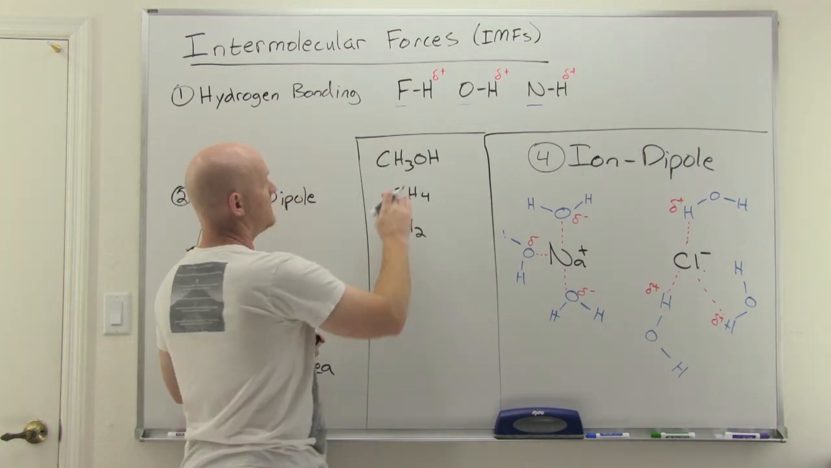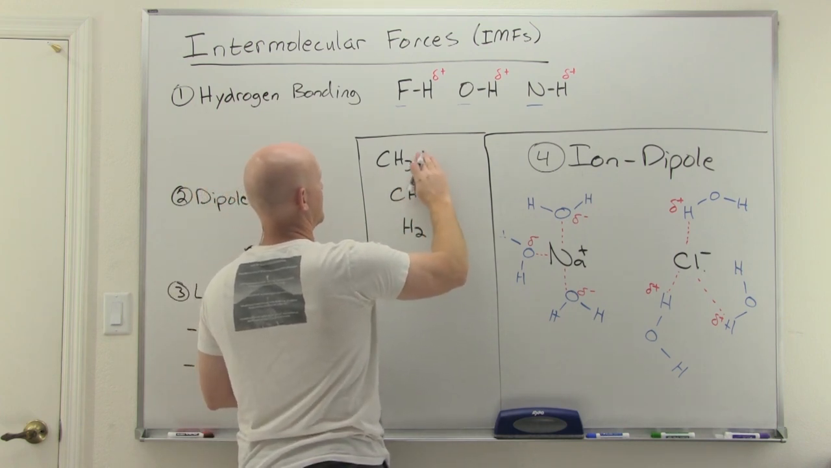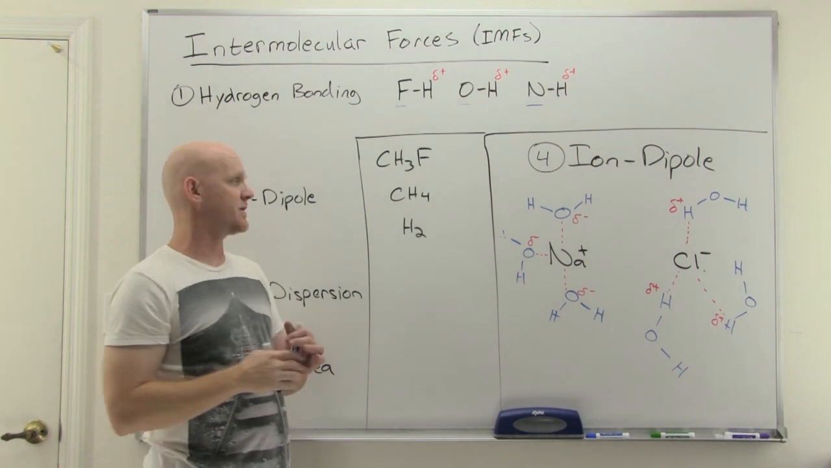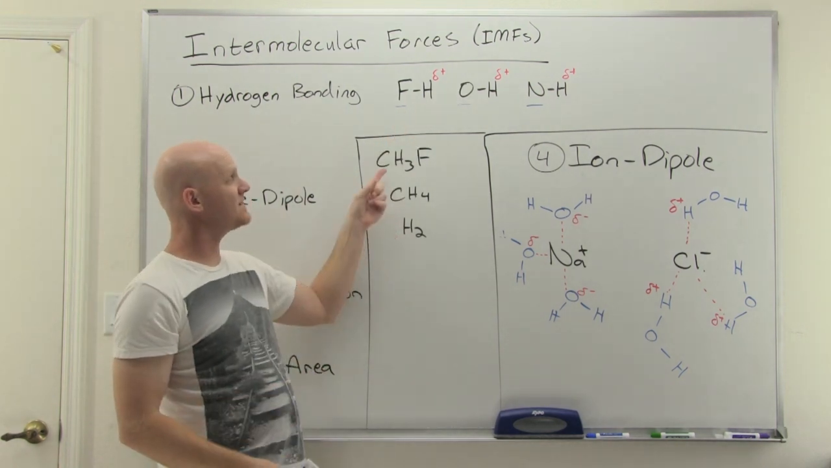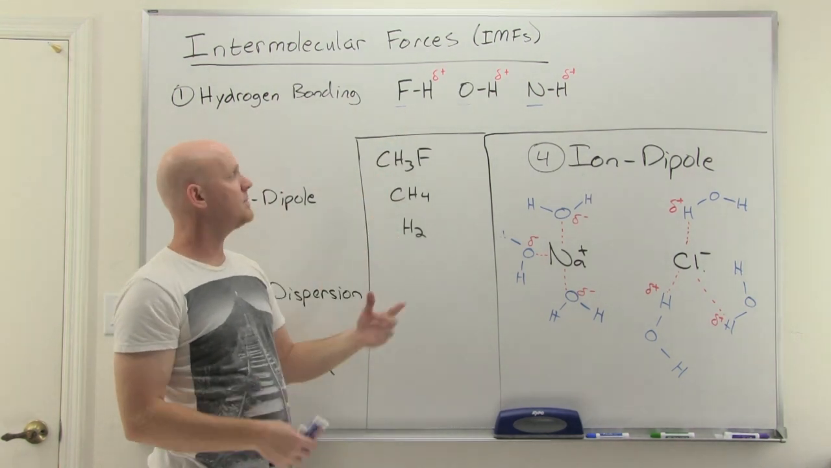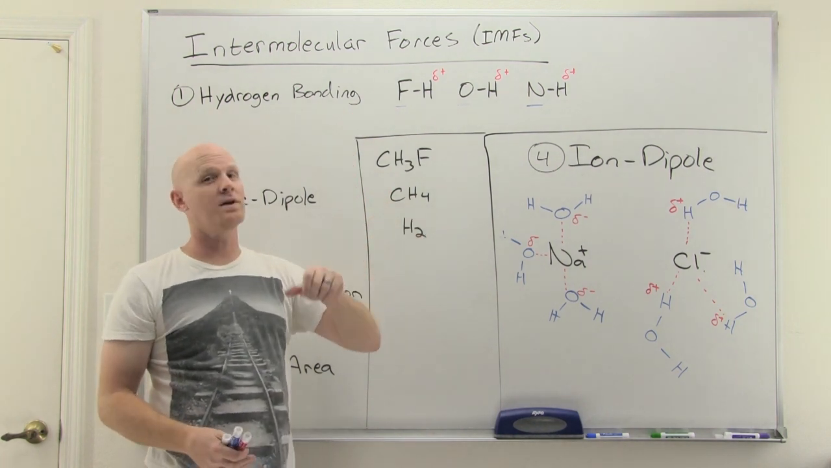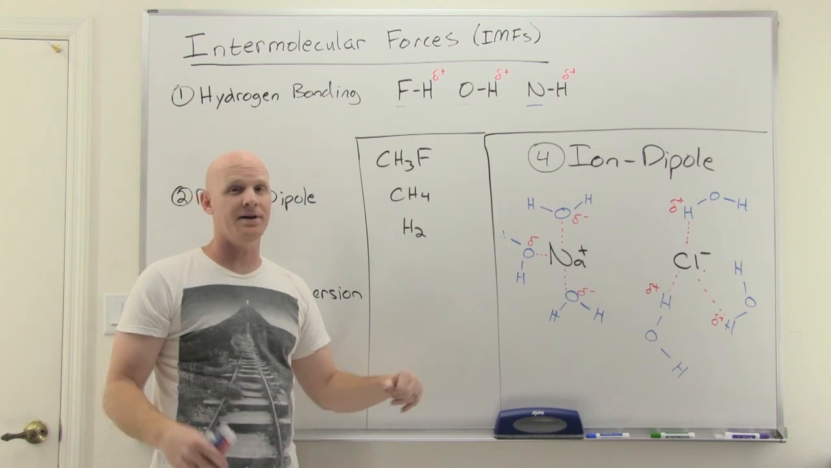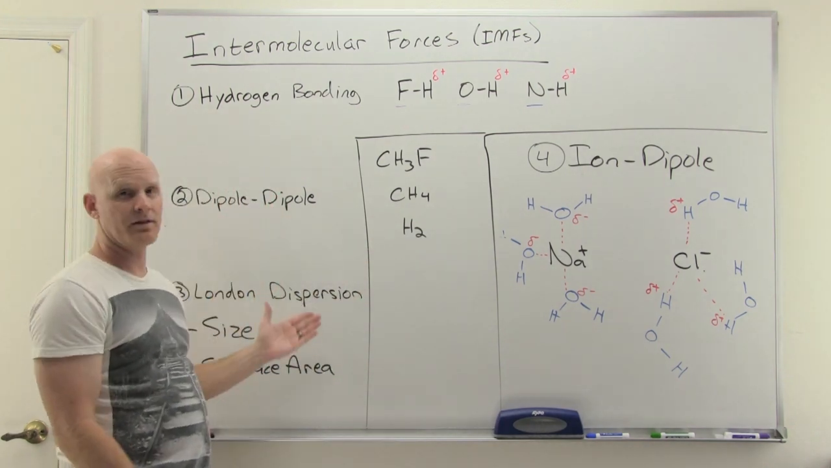Cool. What if you don't have hydrogen bonding though? Let's just say you don't, and you've got something like this, and you might be like, well, Chad, that might have an FH bond. Well, actually, if you look at the structure, you've got carbon bonded to the three hydrogens and carbon bonded to the fluorine, but none of the hydrogens are actually bonded to fluorine in this structure, so there's no hydrogen bonding. But there are dipole-dipole forces and London dispersion.